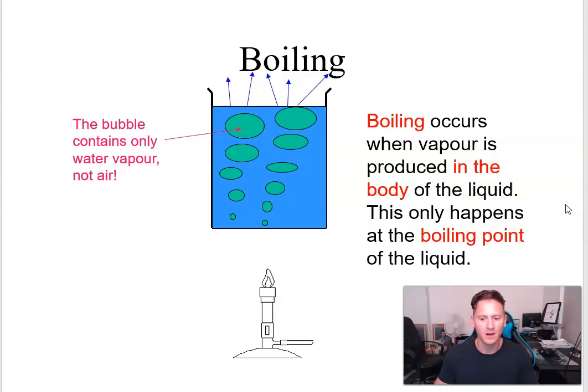Now, what's the boiling point of water? At what point does water turn from a liquid to a gas? Do you know the answer to this? I'm hoping that you do. I'm sure that you do. The boiling point of water is 100 degrees Celsius. So that's when you'll get these water vapor bubbles.